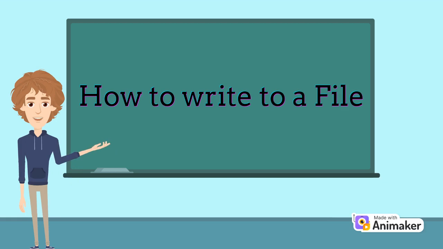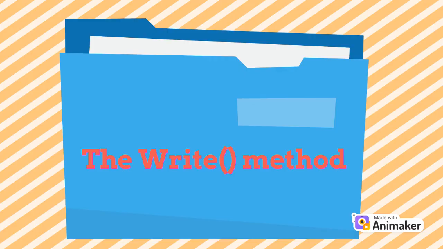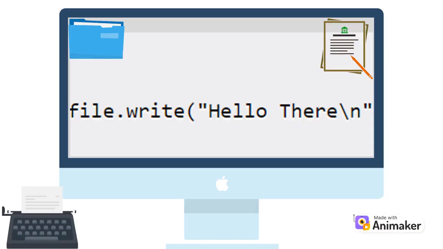The next part is how to write to a file. The write method. This function inserts the string into the text file on a single line. Based on the file we have created above, the line of code below will insert the string into the created file, which is myfile.txt.